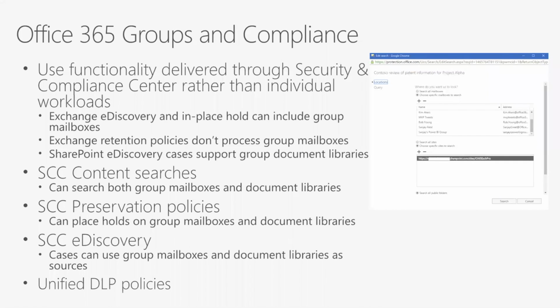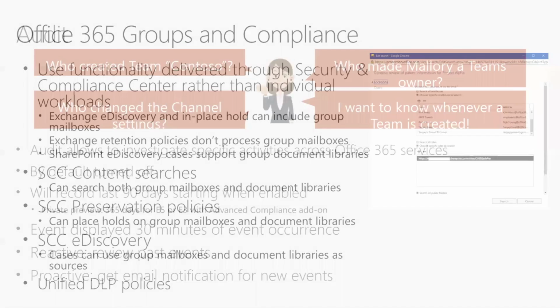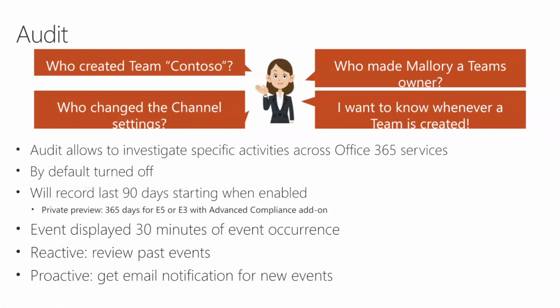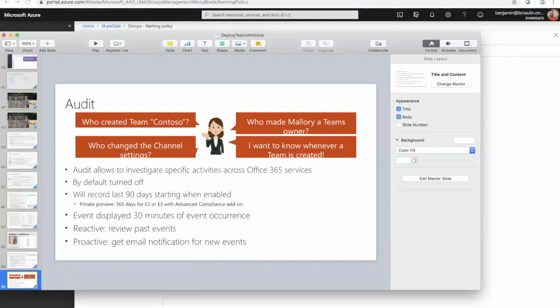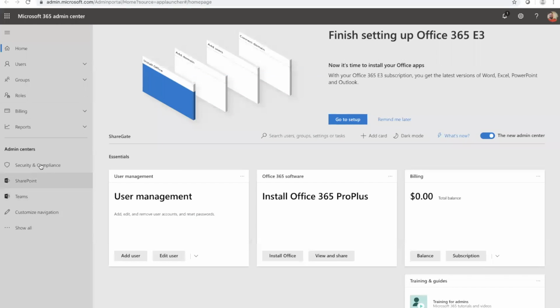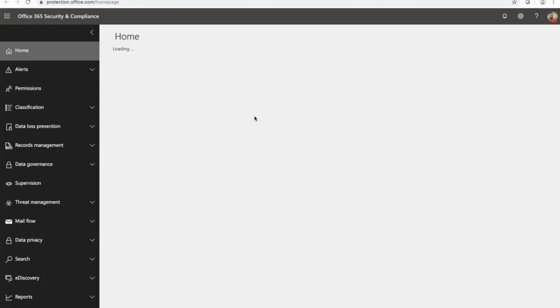And then everything related to groups compliance still works. And what does that mean is that your audit works. So if you have questions of who created the Team Contoso, who made Mallory a Teams owner, who changed the channel settings, I want to know whenever a team is created. For this, you're going to go into the Security and Compliance Center. In fact, more and more, you'll be visiting the Security and Compliance Center in Office 365 to deal with cross-product governance. As you're moving into this modern workplace where you're deploying teams and you want that to be successful, you're going to want to govern and scale with multiple products at the same time.